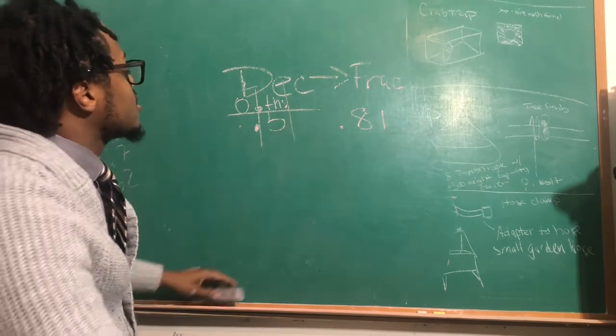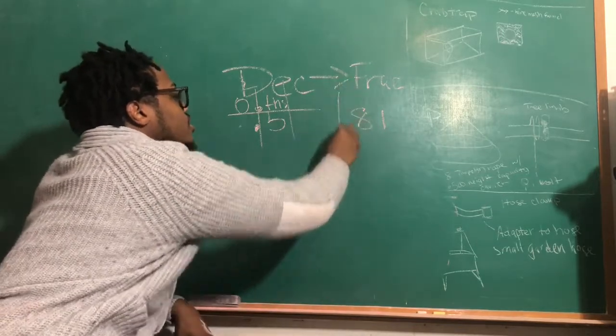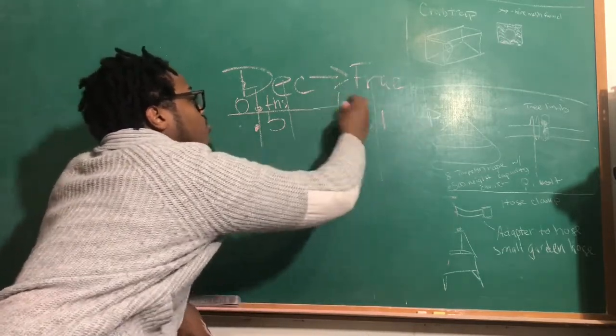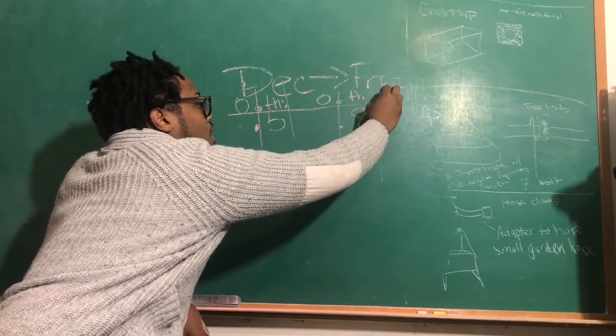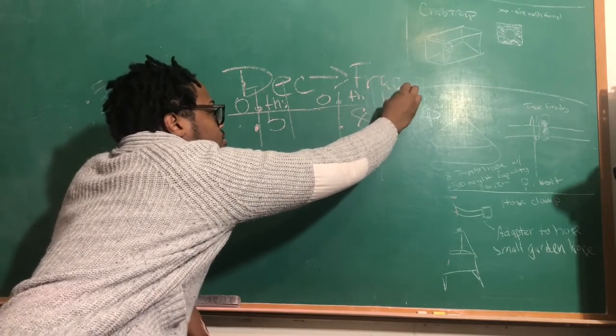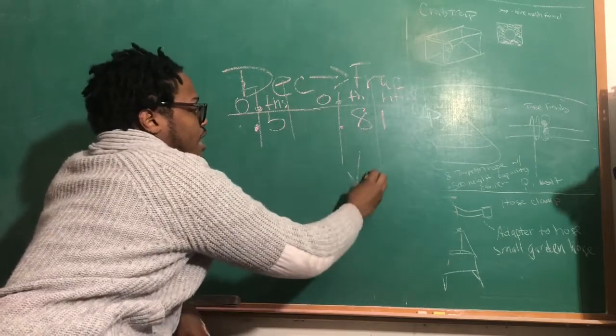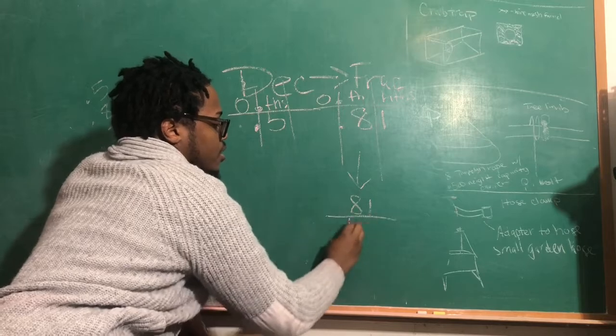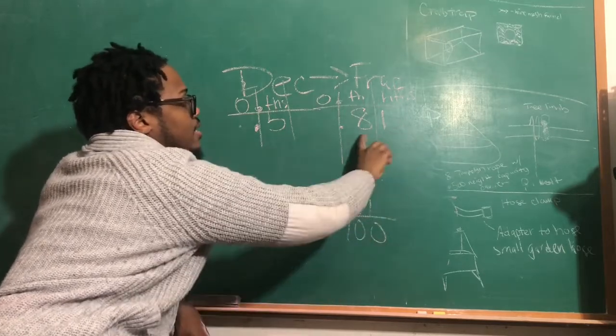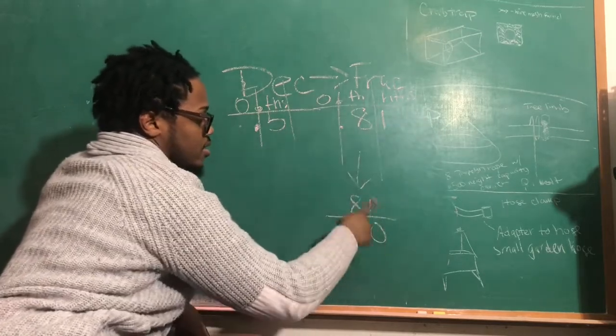So let's take a look at this next one. We have 81 hundredths. If we wrote this as a fraction, we have 81 hundredths. So we write 81 hundredths. When we say it, it ends in the hundredths place. We write it, it ends in the hundredths place.